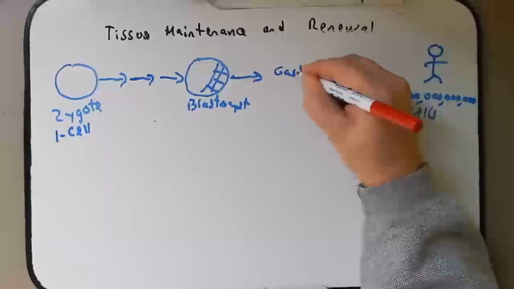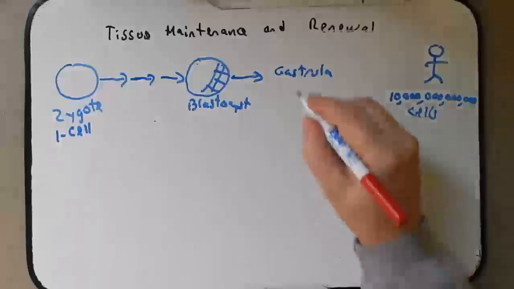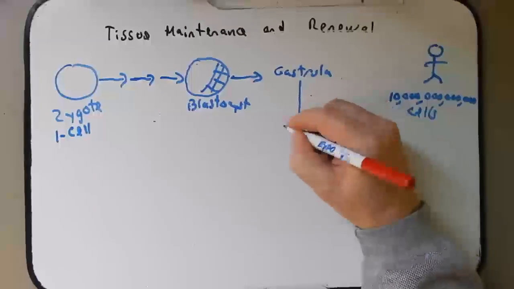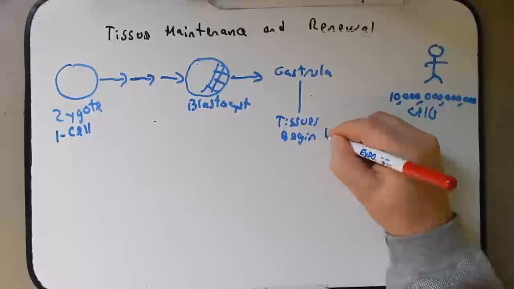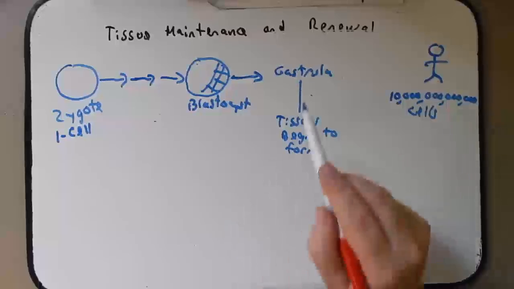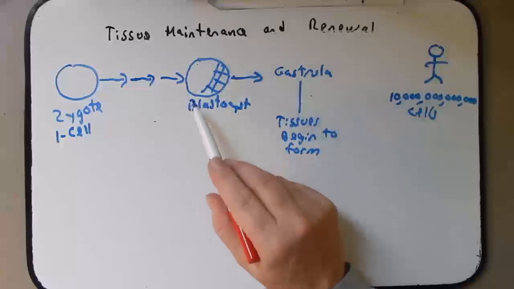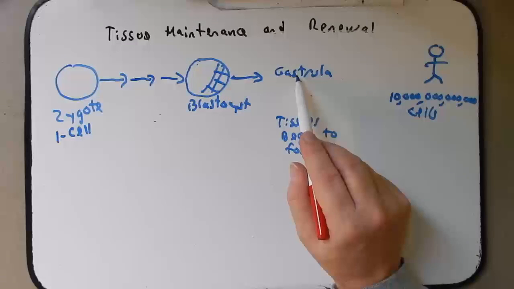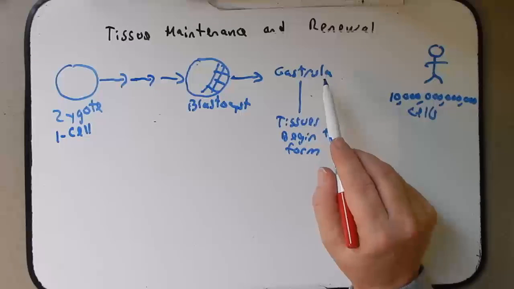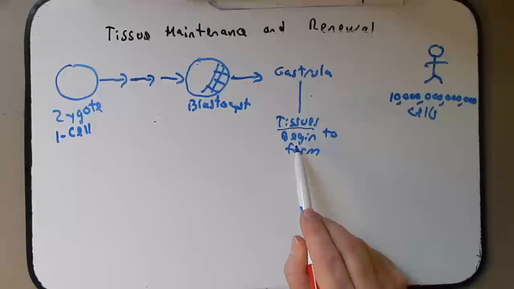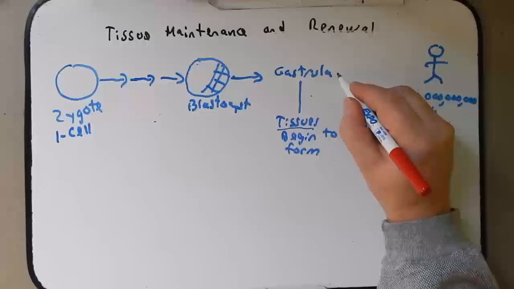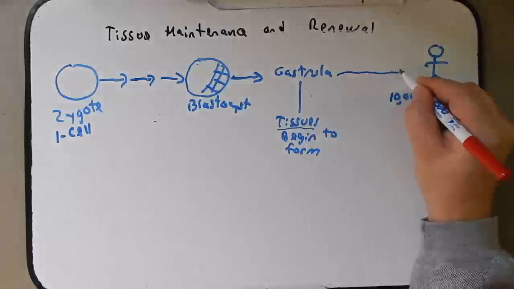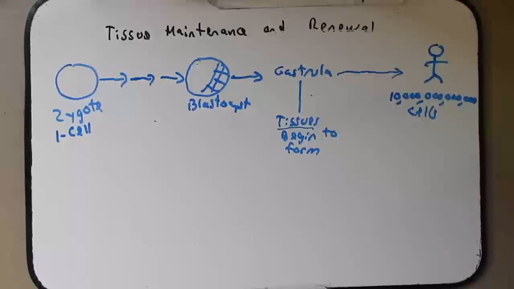I'm not going to try to draw this, but I want to mention it because the gastrula is the stage at which tissues begin to form. Cells begin to differentiate at this blastocyst stage, but at the gastrula stage, they further differentiate, and their destiny of becoming certain kinds of tissues is set. This gastrula will then go through many more cell divisions before forming this fully formed human being.